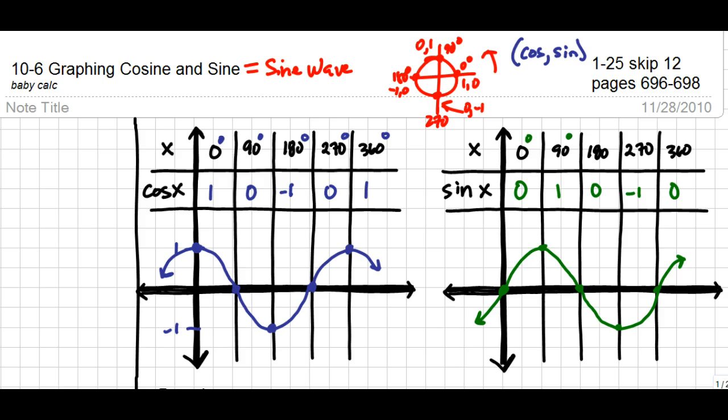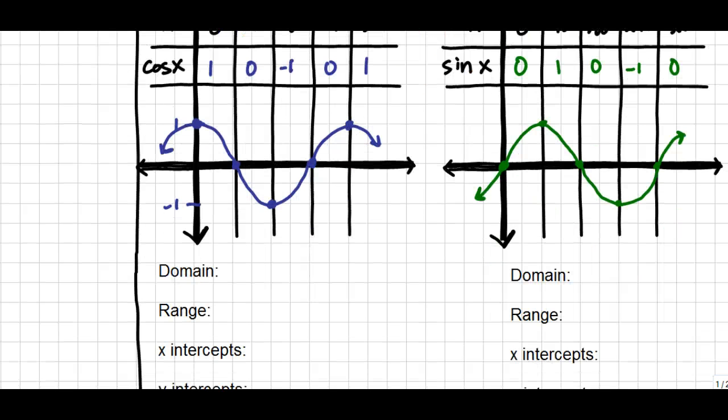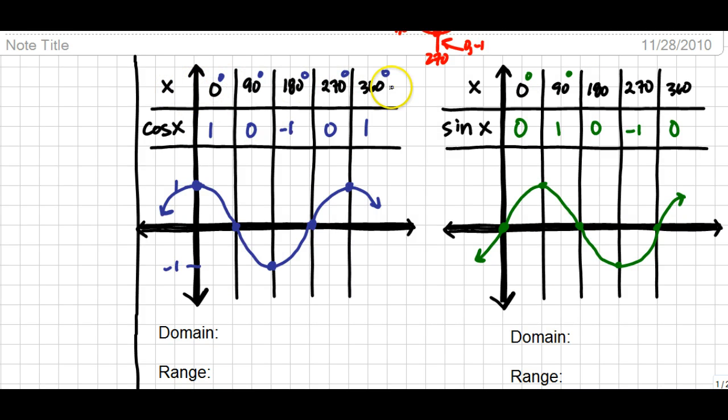So now let's talk domain and range for some of these graphs. Remember that the domain is the x values. So if you think about as we go around the circle, the x values are the degree measures. And there are degree measures that are in between here that we didn't graph, including decimals.